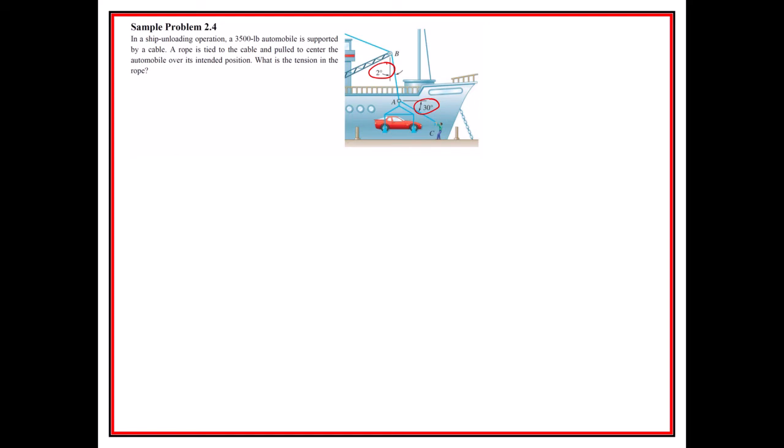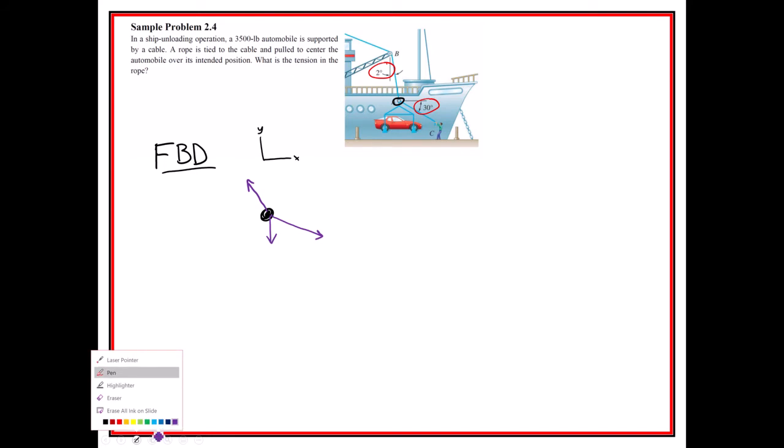So the first thing that we want to do here is get the FBD drawn. The FBD is just going to be of this piece right there, and we want to declare X and Y. And maybe I will use different colors as part of this. So we have a force that's coming this way, and we have a weight coming down, and then we have a force coming this way.